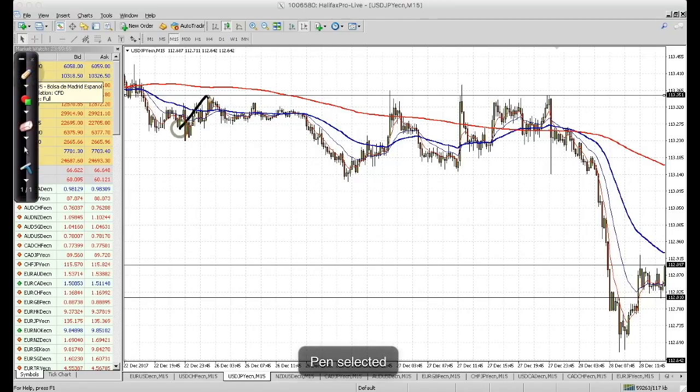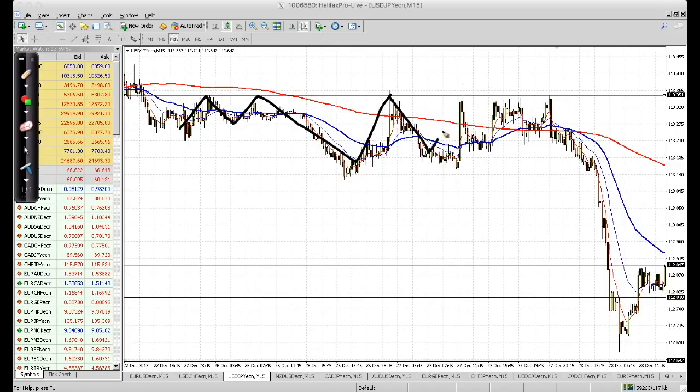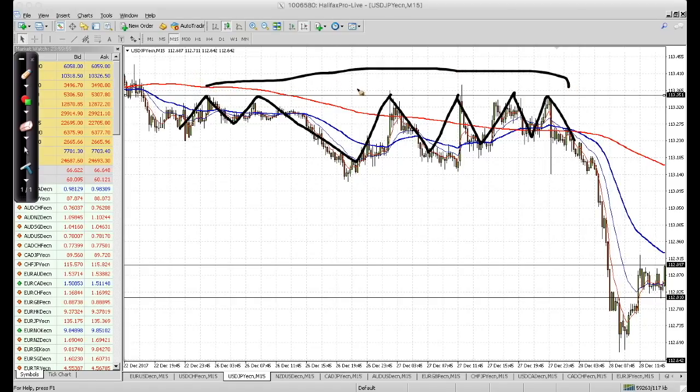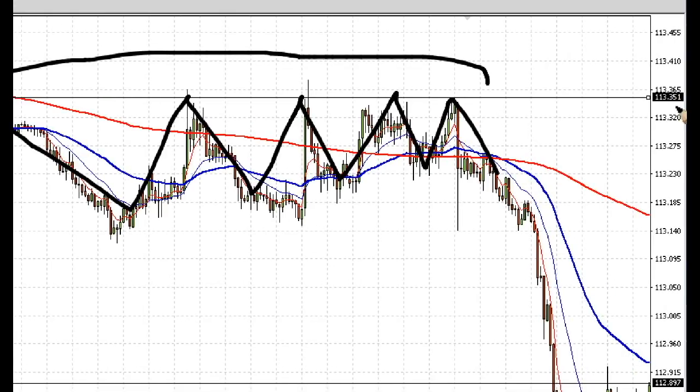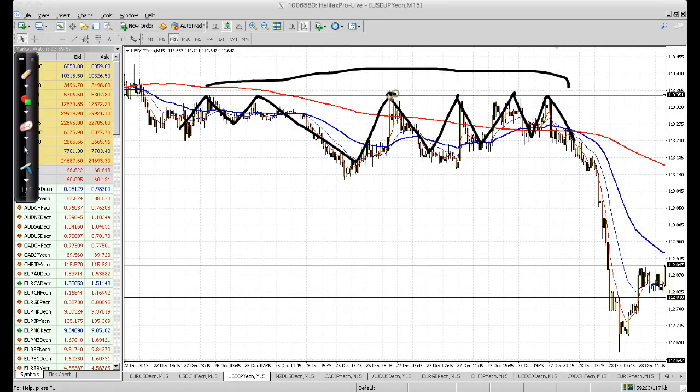Resistance, test 1, test 2, test 3, there's 4, there's 5, there's 6. Very strong resistance here. All the sellers are waiting at 11335. The moment it hits resistance, you could sell, you could sell, you could sell, you could sell. You can make very nice profits and take profits somewhere at support levels.